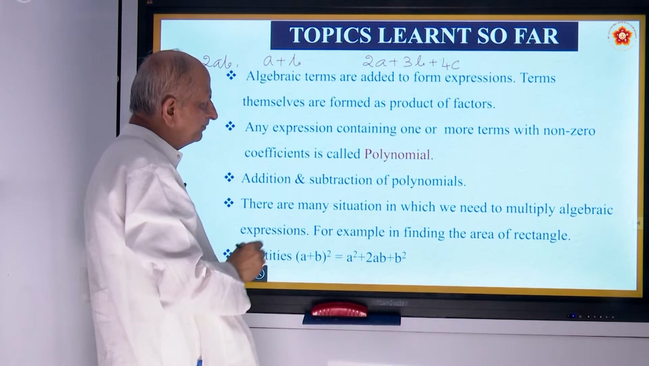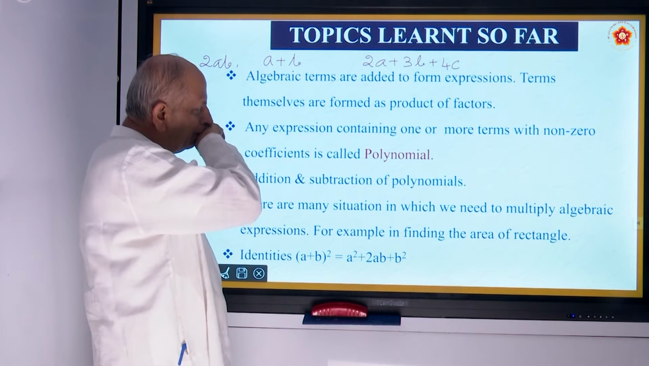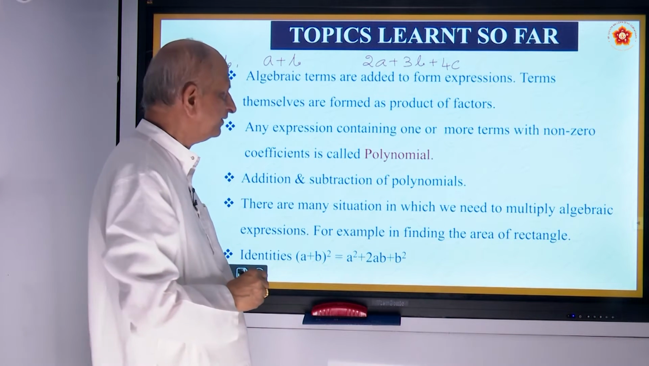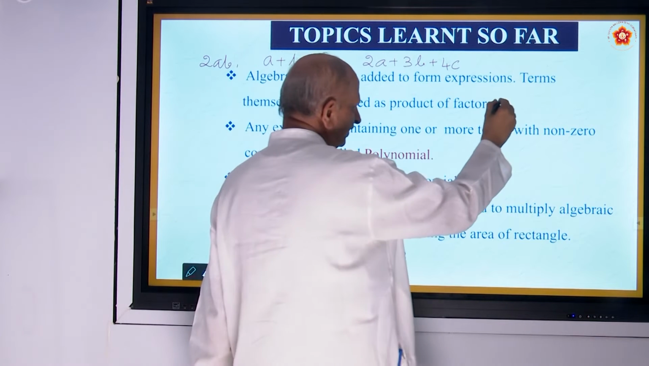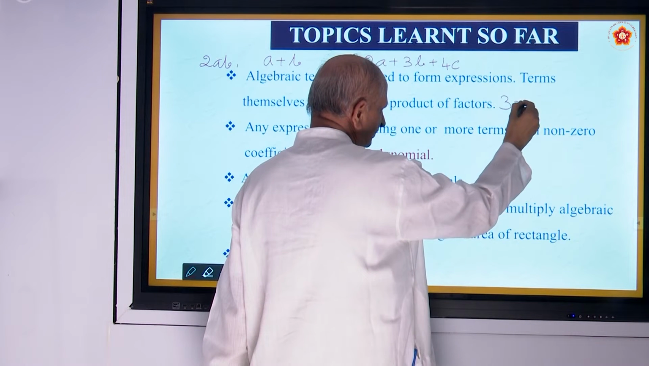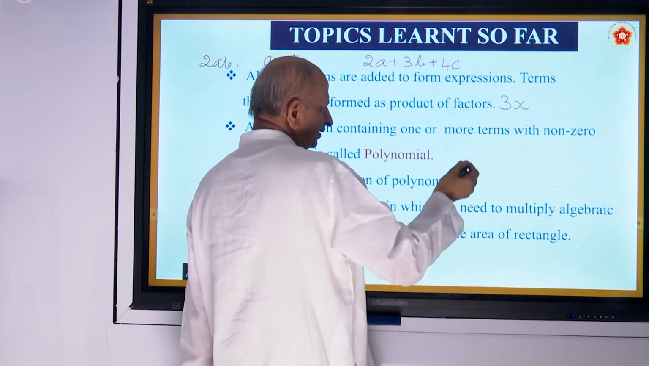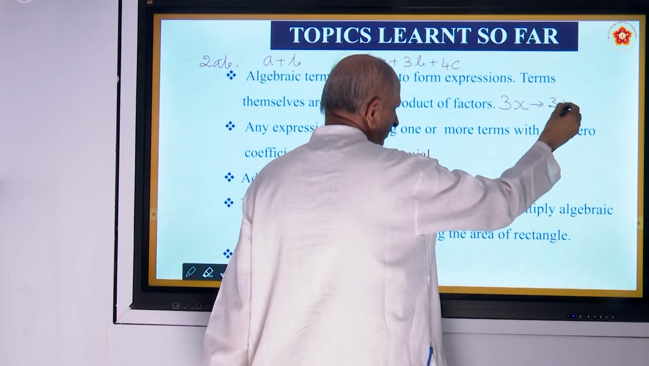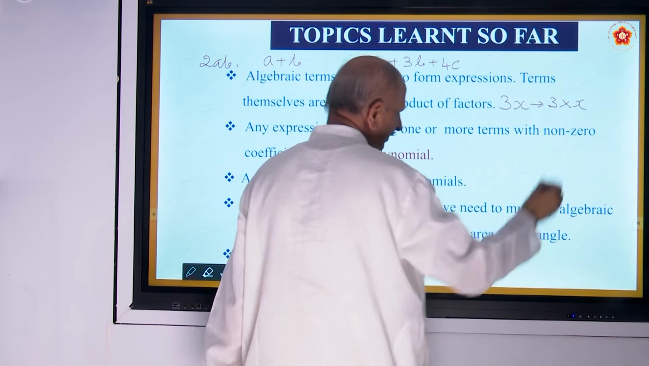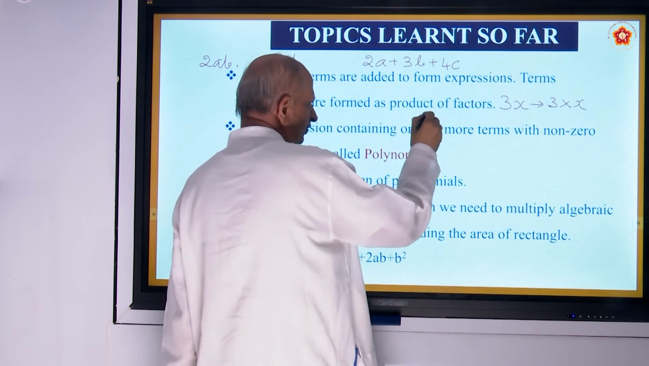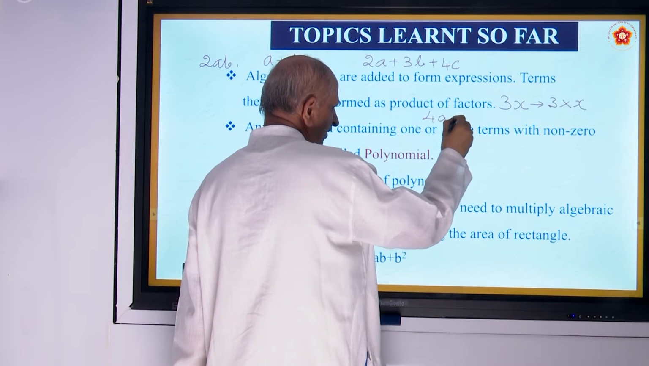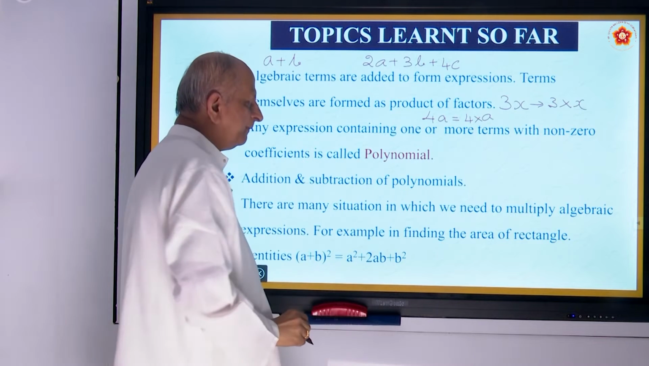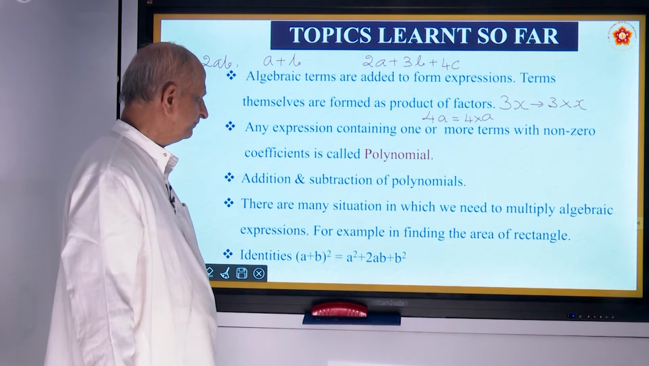So how are these terms formed? The terms are formed as a product of factors. So we say 3a or 3x is a term. The 3x is formed by the factors 3 into x. Or if you say 4a, it is formed by 4 into a. So a term is formed by the product of factors.